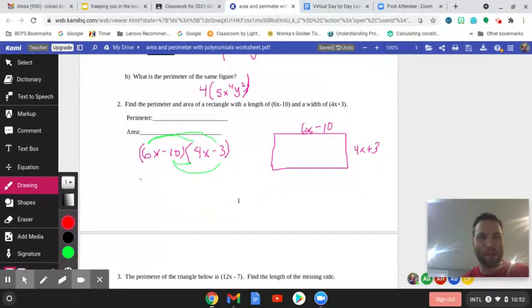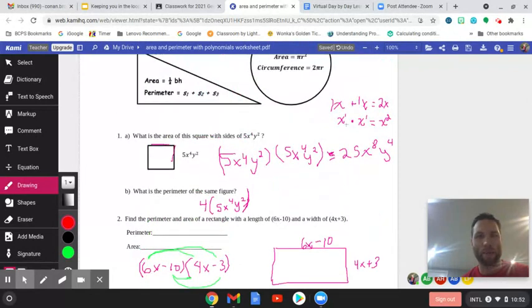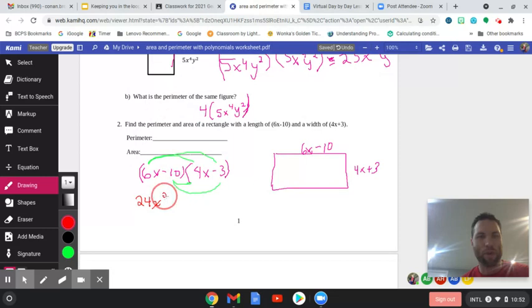So 6x times 4x is 24. And then remember our rule? Our rule is that when you multiply x times x, you add the exponents, right? So x times x is x squared. So this will be x squared. Now the rest of the time, you're not going to have x times x. That's the only multiplication where you're going to multiply x times x. So 6x times negative 3 is negative 18x.